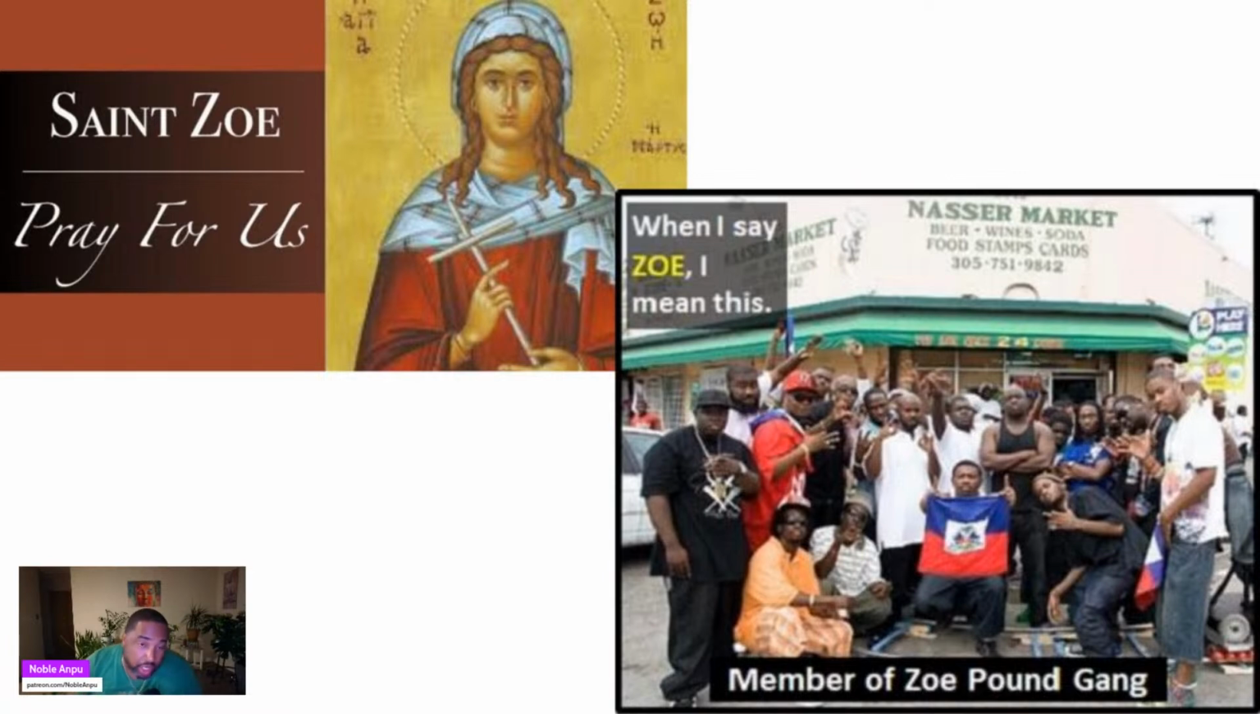So now let's swing on down to Miami. Yeah, it's a gang called Zoe Pound, a Haitian gang. But I'm telling you tonight, y'all see it. I'm not showing y'all what the saint did. Go research it. Do a little bit of due diligence. There is a saint named Saint Zoe. I ain't making it up. You see it. Saint Zoe, pray for us. But when we get it, we Zoe Pound.